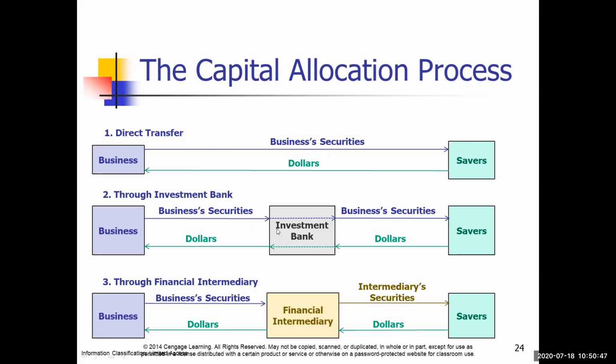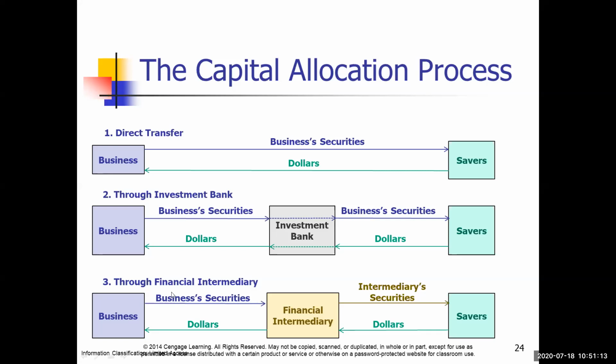And then there is transfer through an investment bank. So what is happening here? These people take the money and go to the investment bank. The investment bank goes to the company, gets the security and gives the security to them, like a broker. So through the broker also you can get the shares of the company and invest in the company. And there are other financial intermediaries.